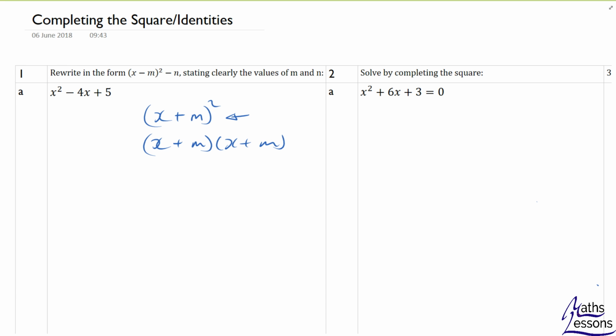So let's just multiply this out again. So we get x squared plus, let's just remember our FOIL: first, outer, inner, last. That helps you remember. x times m is mx. m times x for the inner, plus mx. Last two things, plus an m squared.